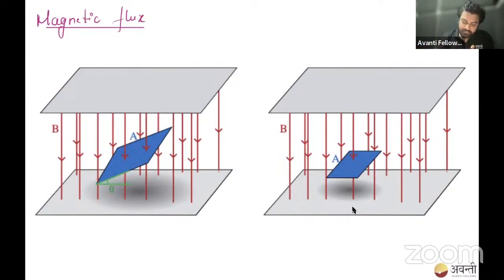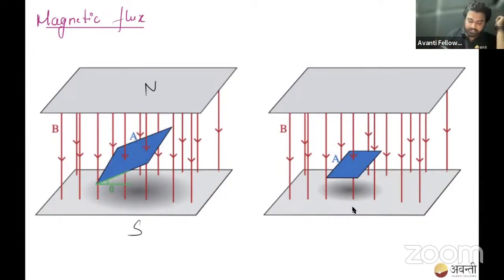So here I have taken one diagram. Let's say this is North Pole and this is South Pole. From north to south, magnetic field lines are going. And there is a small area inside it, not perpendicular, but at some angle. So some lines will be crossing this area. If I count all these lines, that is going to be the magnetic flux through this area.